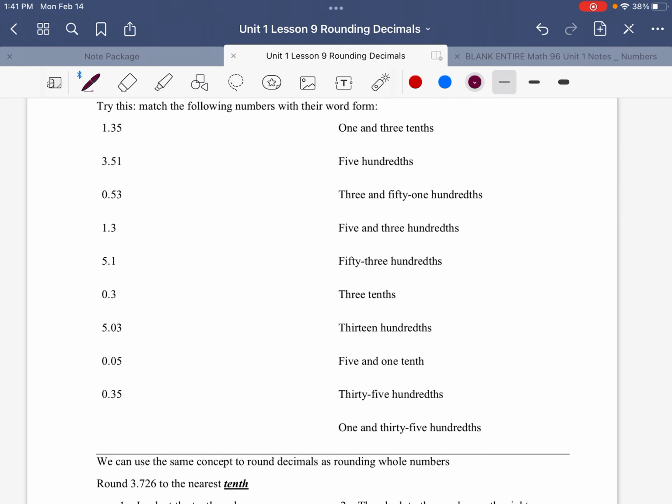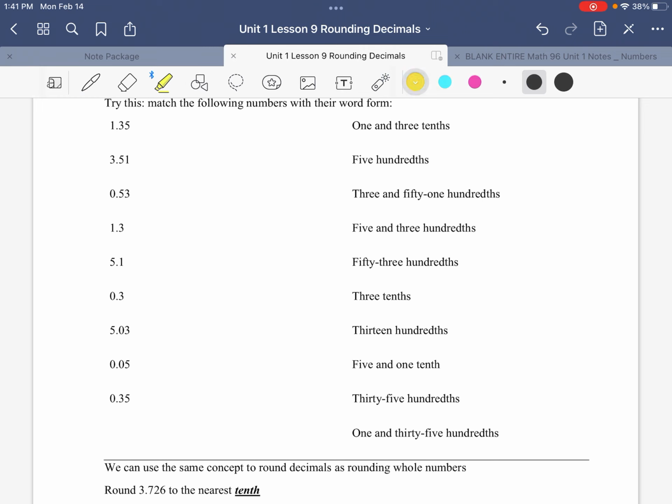So let's match up these. 1.35 would be 1 and 35 hundredths. So all the way down there. 3.51 is going to be 3 and 51 hundredths. 0.53 is 53 hundredths. 1.3 is 1 and 3 tenths. 5.1 is 5 and 1 tenth. 0.3 is just 3 tenths straight across.